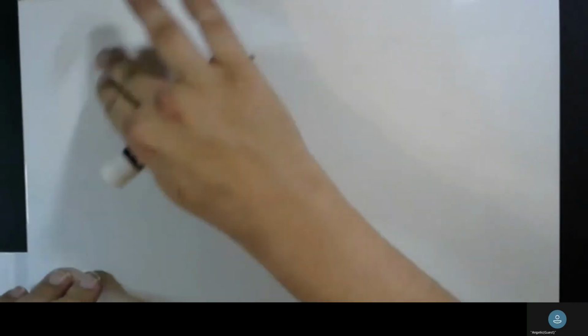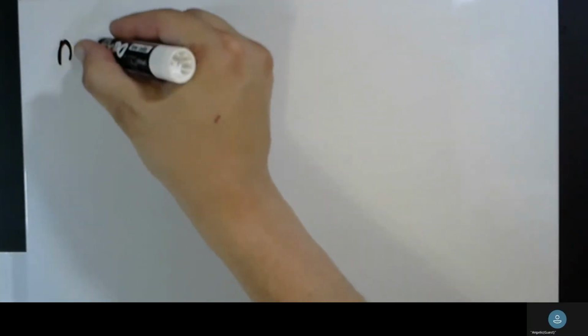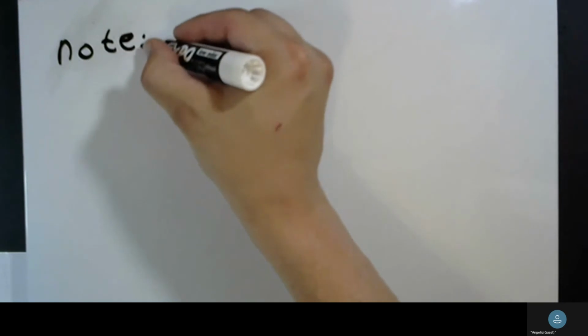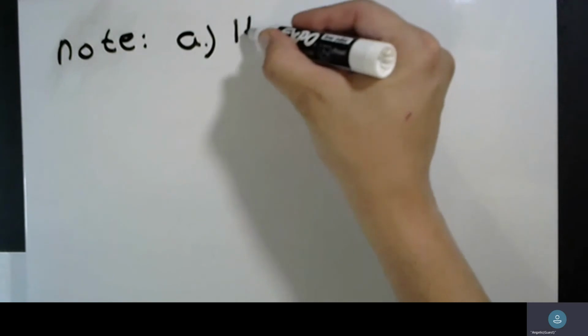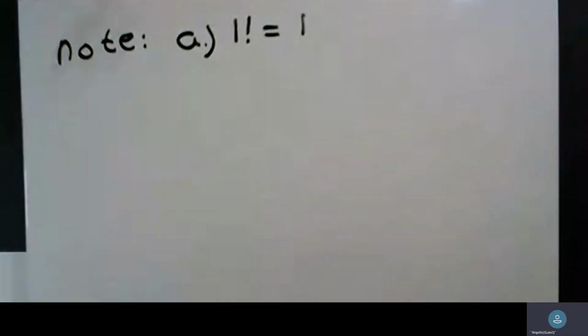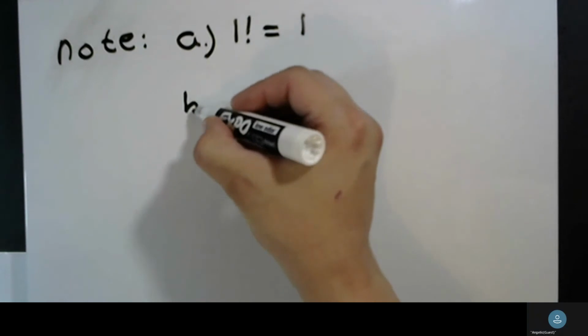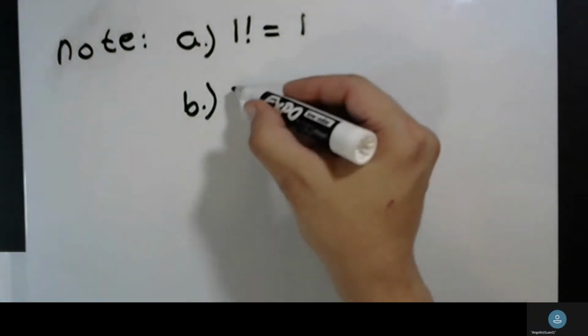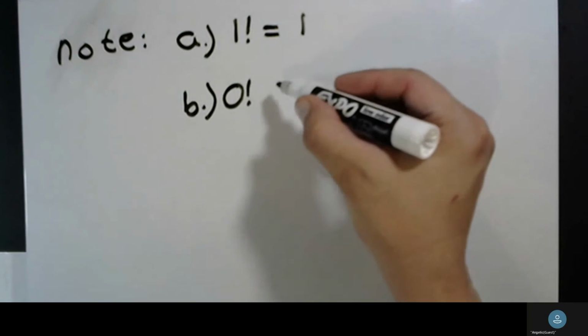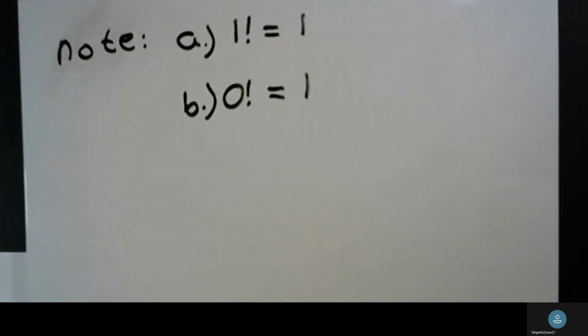So, oh, not example. So these are just going to be notes. The first one is 1 factorial is equal to 1. And the other is 0 factorial is also equal to 1. So these are going to be 2 properties to hang on to. We might encounter these as we do the homework problems.